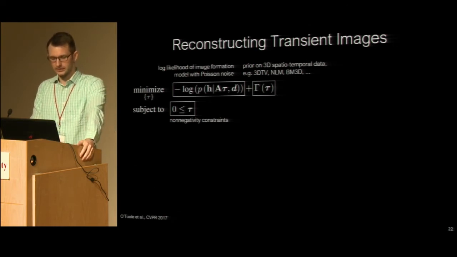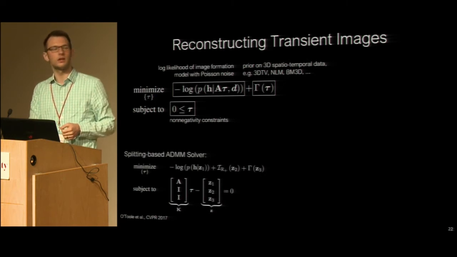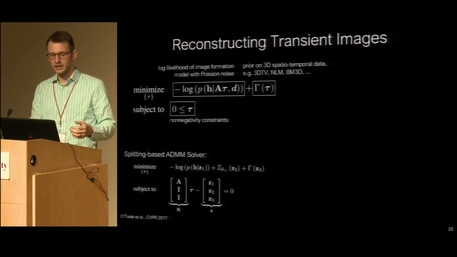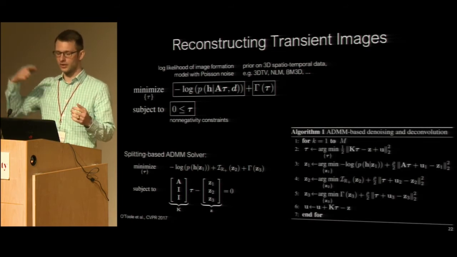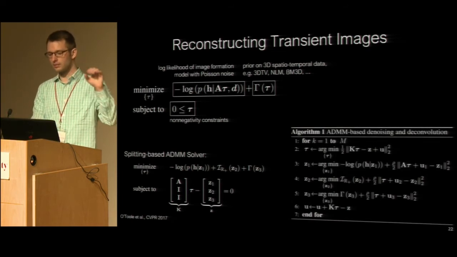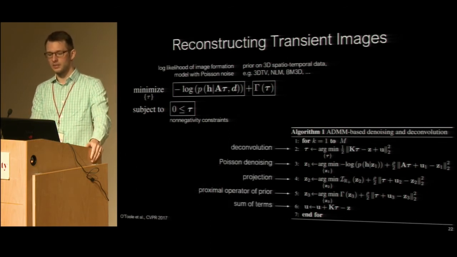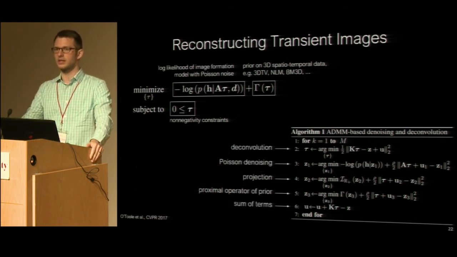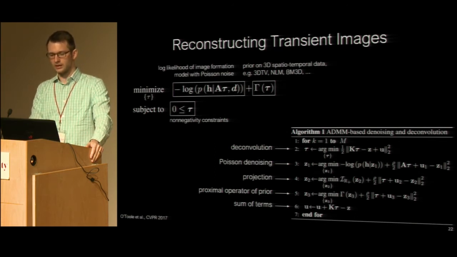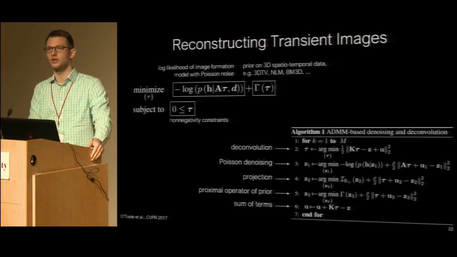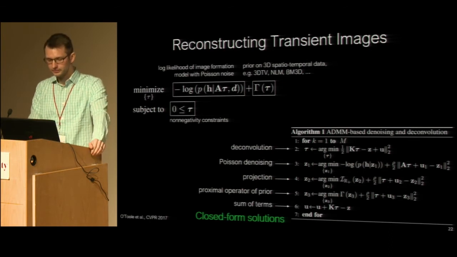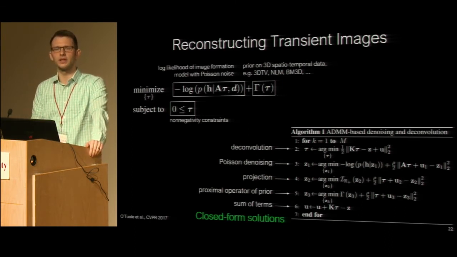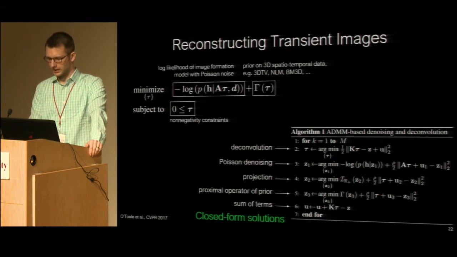We solve the problem using the alternating direction method of multipliers, or ADMM, and this allows us to introduce slack variables into the problem and then enforce consensus in the constraints, and basically boils down to iterating over a set of subproblems where each subproblem corresponds to some aspect of our original optimization problem. So there's a subproblem for the deconvolution, Poisson denoising, the non-negativity constraint, and our choice of prior. And what's more is that in this case, each of these has a closed form solution. And so the reconstruction can be fairly efficient, takes about a few minutes to reconstruct a transient image.